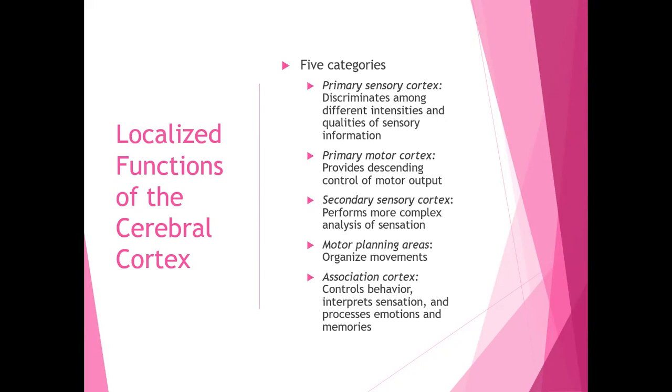The primary motor cortex provides selective motor control via the corticospinal tracts and the cortico-brainstem tracts. So all of the upper motor neurons live in the primary motor cortex. The association cortex is everything else, or besides those four things. The association cortices control behavior, they interpret sensation, and they process emotions and memories.